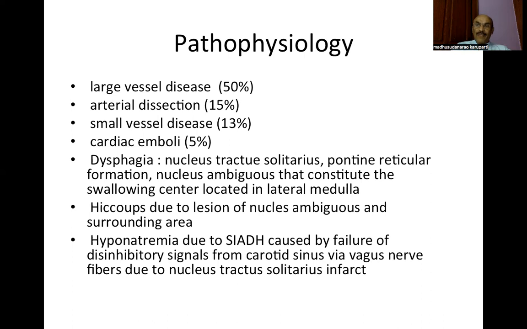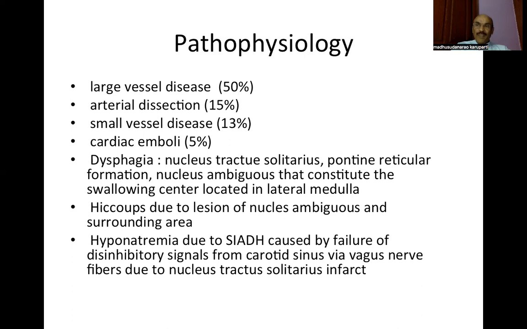Whereas in lesions involving the vagus, nucleus solitarius, and the fibers of the nucleus ambiguus, the inhibitory signal transmission from the carotid sinus to the posterior pituitary is blocked. So, because of the disinhibition of the secretion of antidiuretic hormone, there is excessive or inappropriate production of antidiuretic hormone in the presence of hypoosmolality, thereby resulting in hyponatremia, that is dilutional hyponatremia, in patients with lateral medullary syndrome.